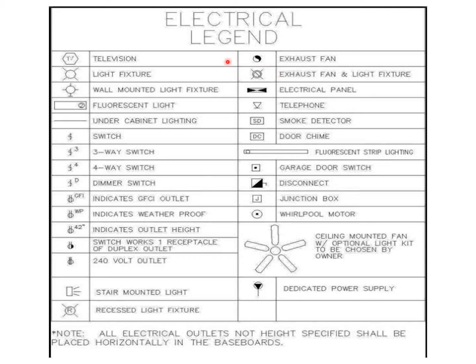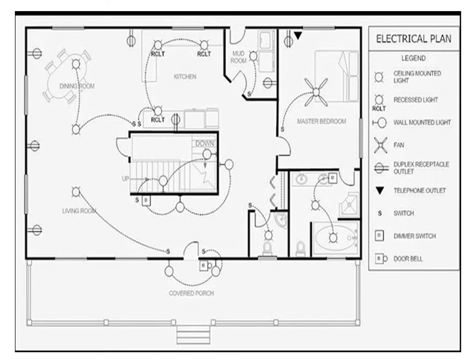So for example, television, fixtures, wall mounts, fluorescent lights, switches, one-way, three-way, four-way, trimmers, indicators for weatherproofing, etc. Some star mounted lights, flushing light fixtures, exhaust fans, electrical panels, telephones, smoke detectors, door chimes, fluorescent strip lights, garage door switches, disconnect switches, junction box, fans, ceiling fans, and a dedicated power supply. These are some of the different fixtures or legends that can be provided. But some countries follow their own standard of simple legends, which can be provided in the electrical drawing for clear understanding.